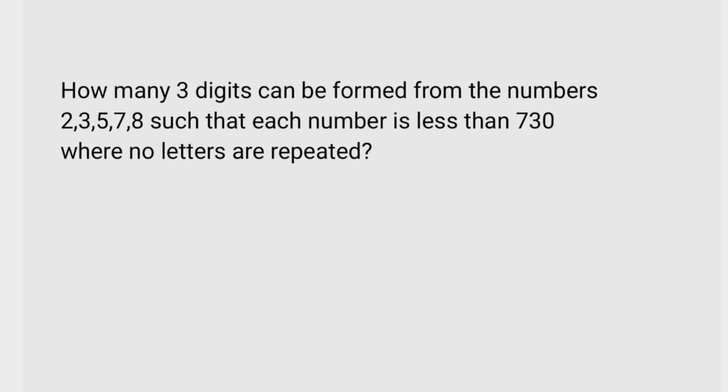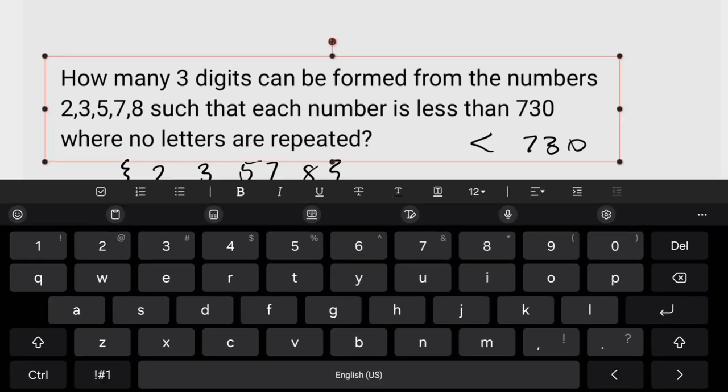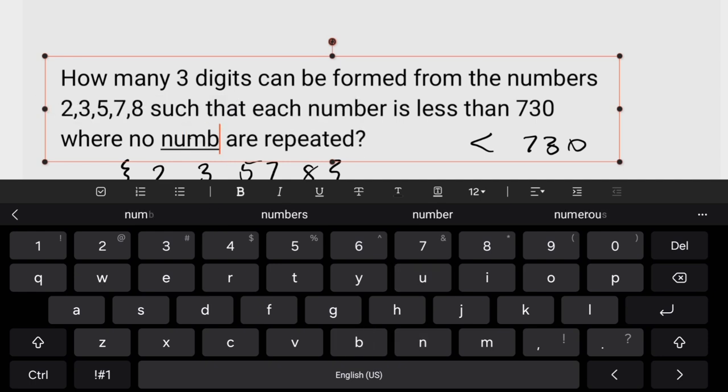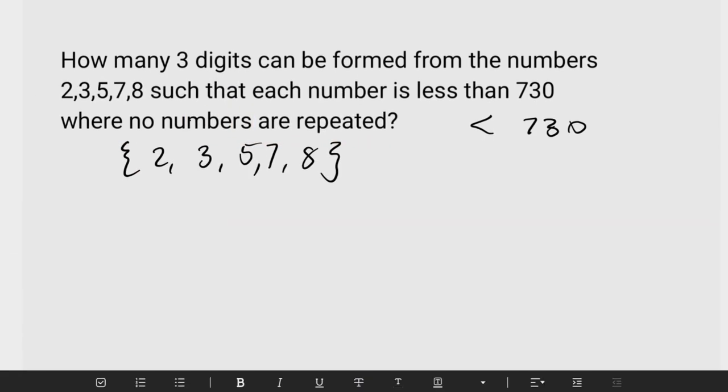On to the next one. How many 3-digit numbers, now, if you notice, the set is smaller. How many 3-digit numbers can be formed from the numbers 2, 3, 5, 7, and 8, such that each number is strictly less than 730? So that does not include 730. Where no numbers are repeated.